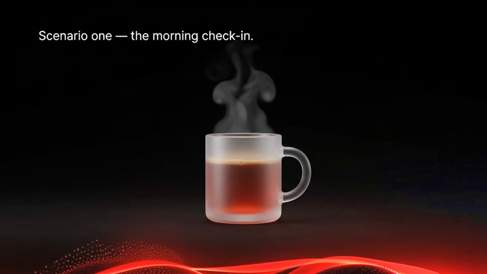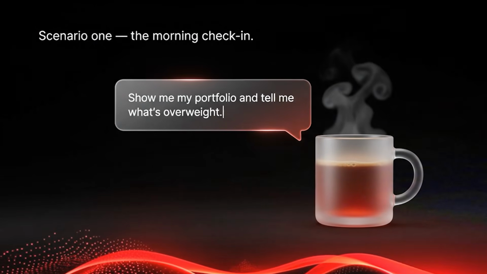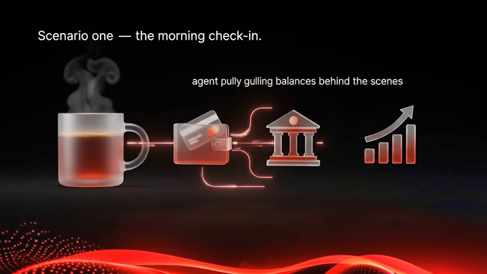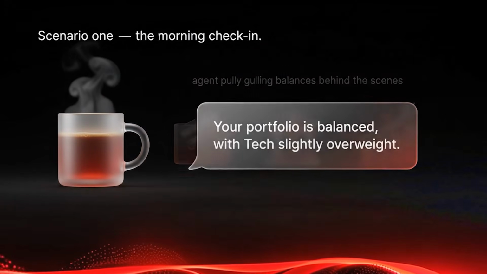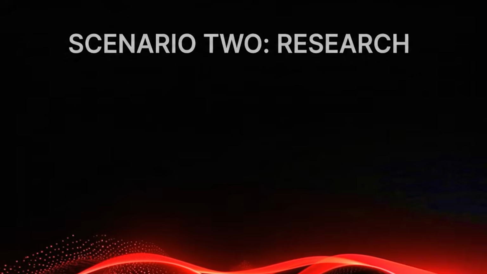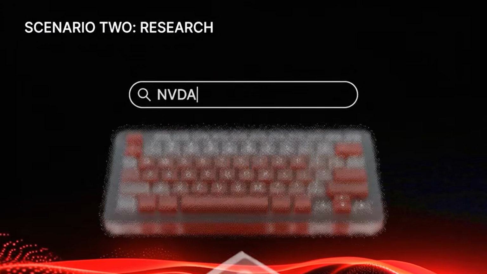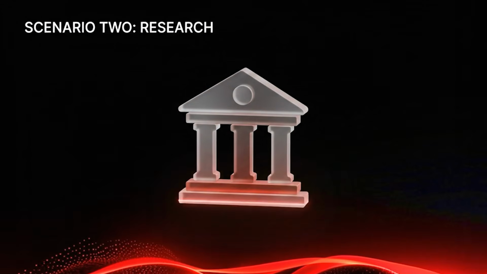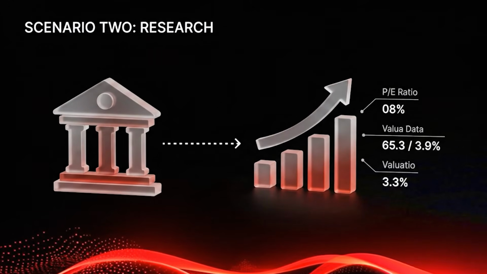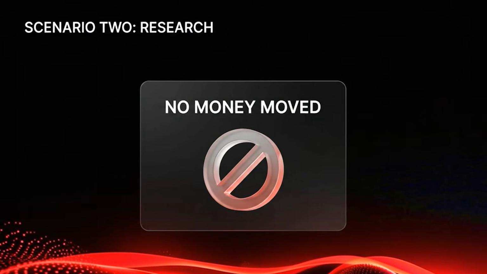This is the morning check-in. You sit down with your coffee and you type, show me my portfolio and tell me what's overweight. Then behind the scenes, the agent pulls all of the details and gives you a natural language response. Then scenario 2, the research. You can type in NVIDIA, you've seen what people are doing, and you say, pull up some research, and it gives you the PE ratio, all the details, no money has been moved.